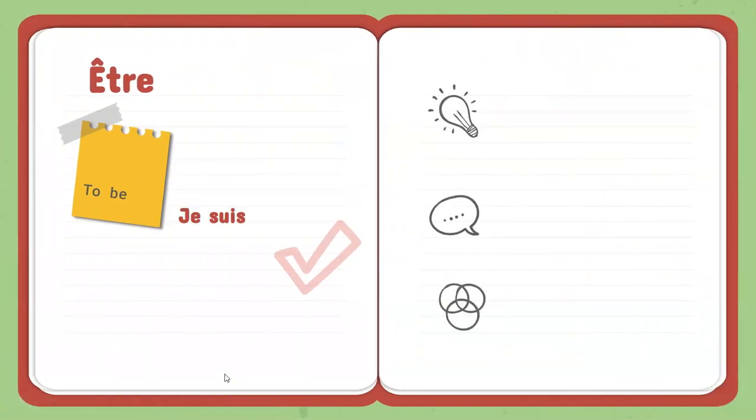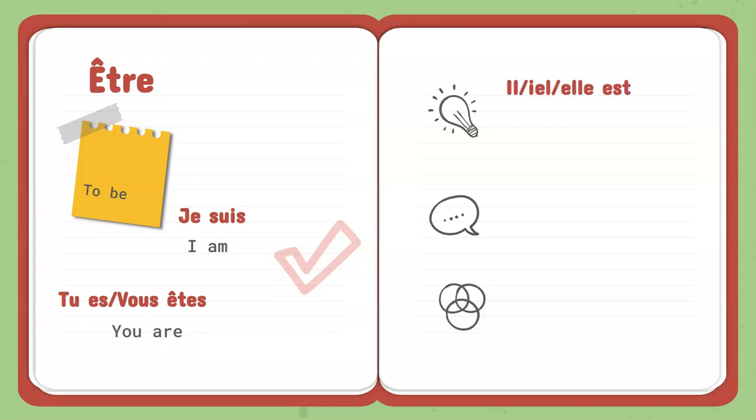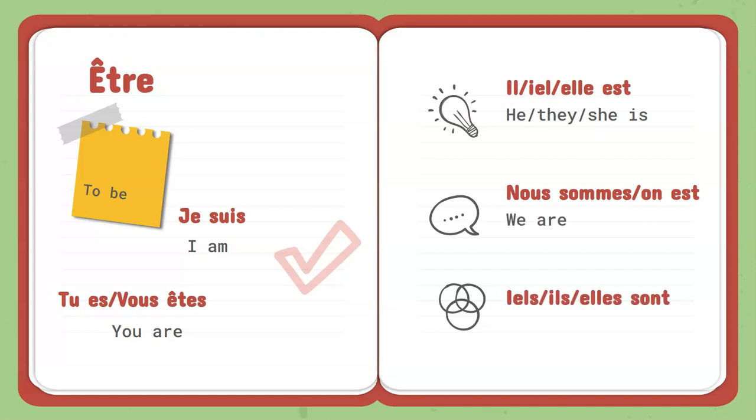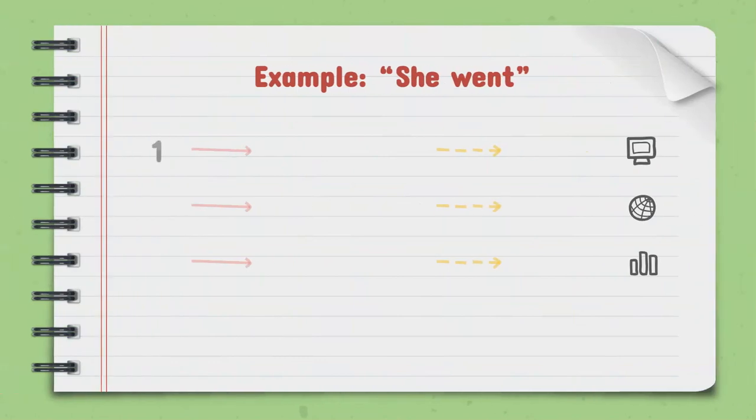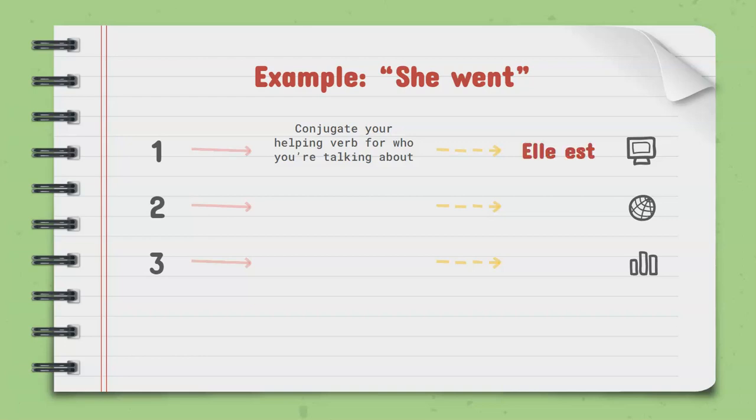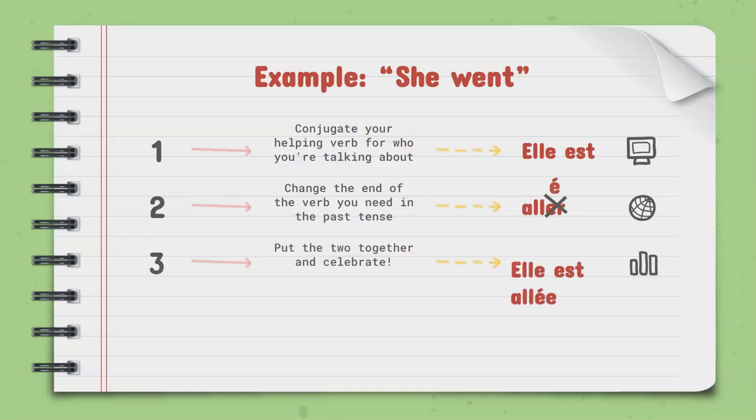Quick refresher for être, that'd be je suis, tu es or vous êtes, il, elle est, nous sommes ou on est, ils, elles sont. Okay. The steps are the same, just looks different with what your helping verb is. So we conjugate our helping verb. For she went, we know that is a verb that talks about coming or going somewhere. So our helping verb is going to be être. So we'll start with elle est instead of elle a. Change the ending. To go is aller. Cross that out, replace it with an e accent aigu. And then we put the two together.